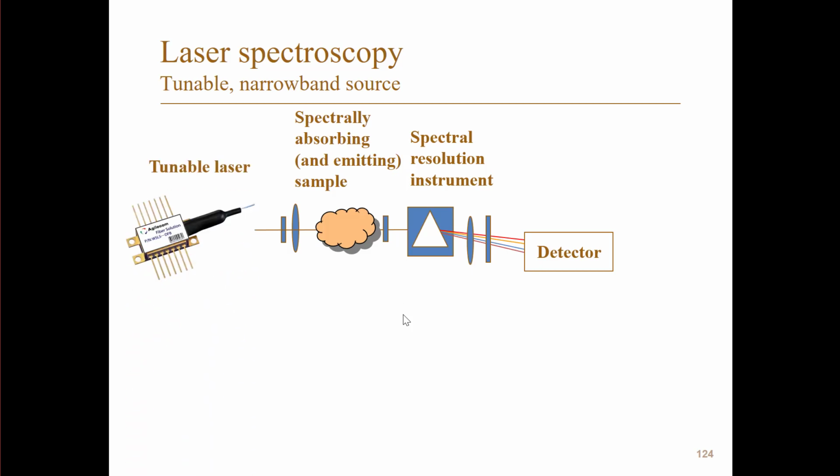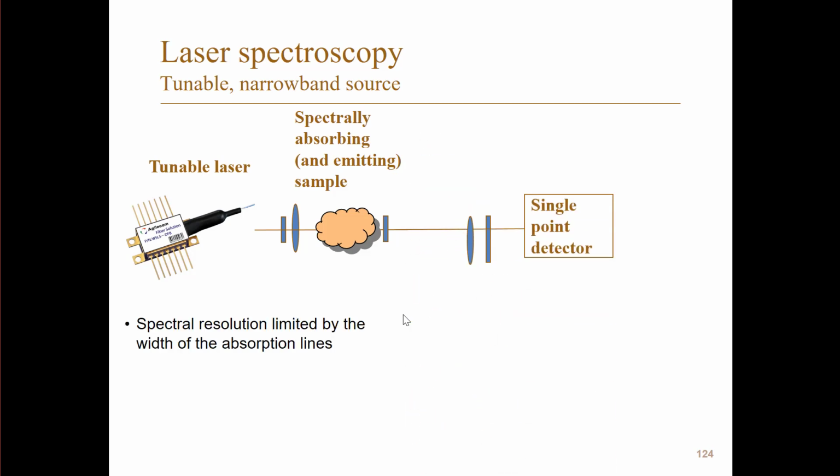The first thing is, of course, that we replace the broadband light source which we had in optical spectroscopy with a narrowband tunable laser. Not always, as we will see later, but for the first applications we will use a narrowband source. Since our source now only has a single wavelength, we already know what wavelength it has, so we don't need a spectrally resolving instrument anymore. We only need a single-point detector which measures how much of the laser light was absorbed.